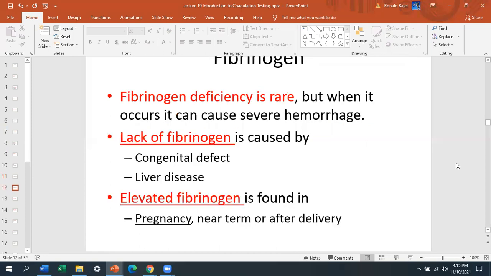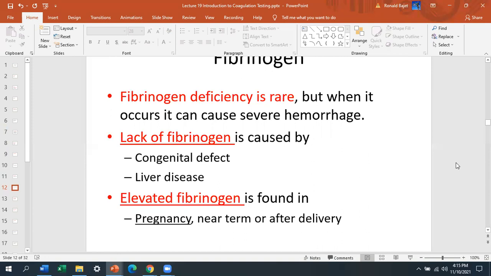Okay. Next test is fibrinogen. Fibrinogen deficiency is pretty rare. When it occurs, it can cause severe hemorrhage. Lack of fibrinogen is caused two ways: congenital afibrinogenemia, and liver disease. If you have liver disease, a lot of patients who have really severe hepatitis have to get a fresh frozen plasma transfusion, because fresh frozen plasma contains fibrinogen.